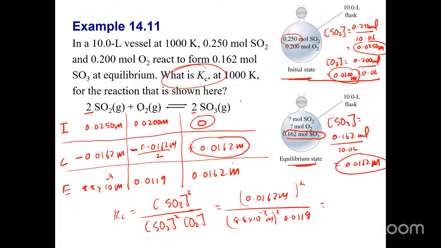8.8 squared. 2. Okay, so the answer I got rounded off to 2 sig figs would be 280. All right, so that's basically what I got. If I made a mistake and you identified a mistake, please let me know. All right, but that's what I got.